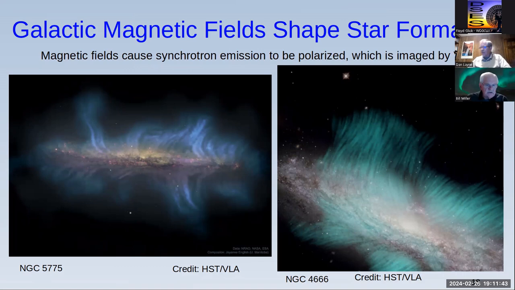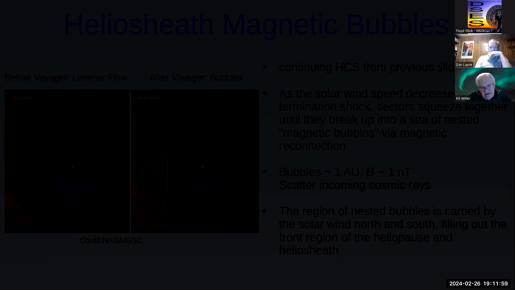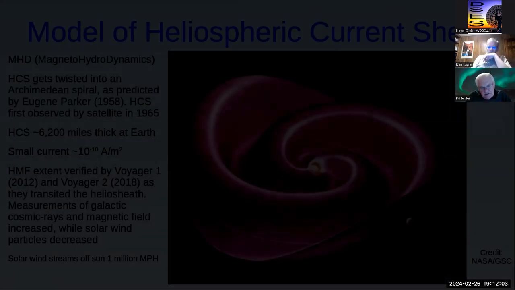Yeah, Dan, I was going to ask a question about the current sheet. The magnetic field makes a lot of sense to me, but the current sheet, I'm not so sure. Does this mean you could actually measure a current in interstellar space? How do they measure this?